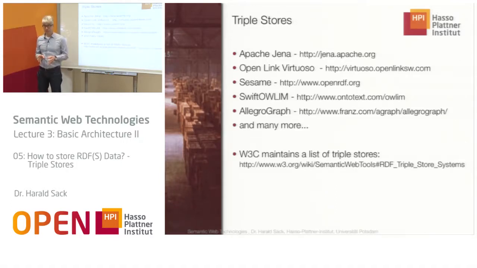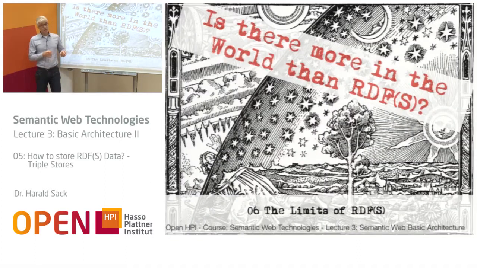What do we want to do next? So the problem is, up to now we only know RDF and RDFS for knowledge representation, but is there more in the world than RDFS, or do we require more to formulate or to represent more complicated knowledge? So this we will look at in the next part of the lecture, when we will deal with the limits of RDF and RDFS.